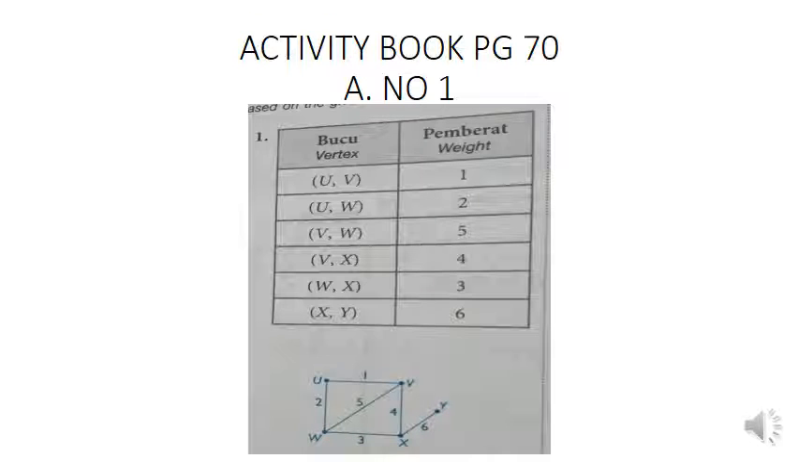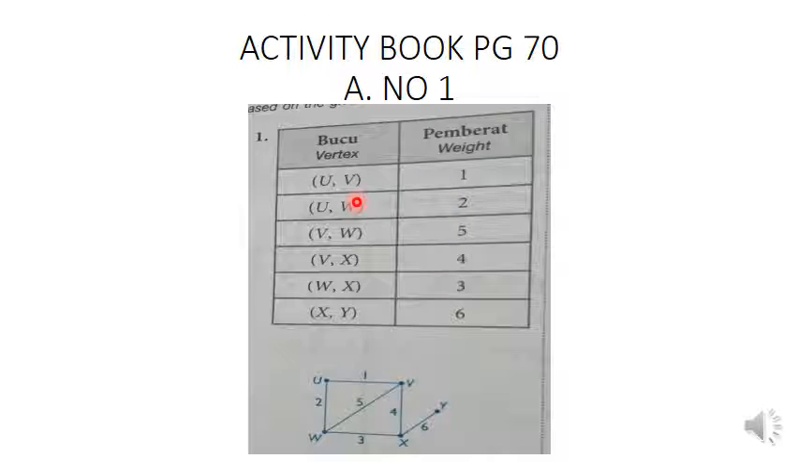Look at activity book, page 70, part A, number 1. Look at the given table. Vertex U to vertex V. The weight is 1. What does it mean?